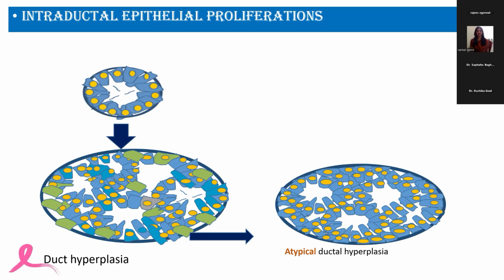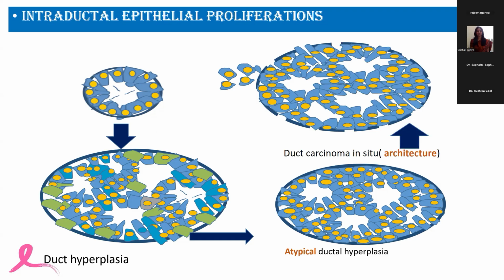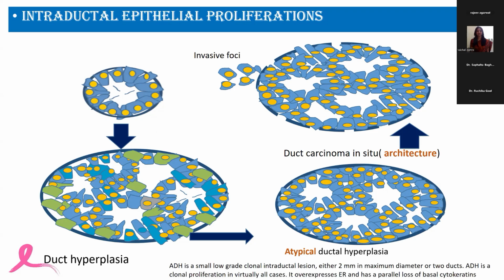We call it atypical because it has to be in a substantial amount to call it DCIS. So if it is not more than 2 ducts, we call it ADH. So ADH is DCIS. And as I already told you, some high-grade DCIS have the capacity to invade, and that's the whole spectrum of intraductal proliferations. And as I said, that ADH, if it is greater than 2 millimeter, it's a clonal proliferation. It uniformly expresses ER, so it's quite close to DCIS.